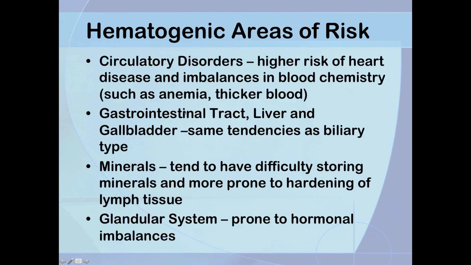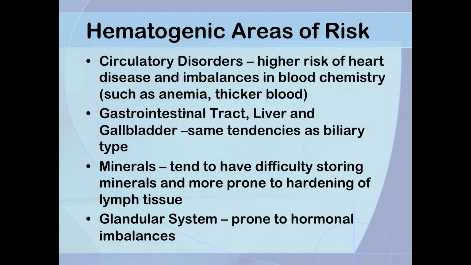Now the primary risk area for hematogenic, think of hemo meaning blood, hematosis. So that is the circulatory system. People with a hematogenic constitution are at higher risk of heart disease, hardening of the arteries, and imbalances of blood chemistry. They're more prone to anemia. They're more prone to having too much viscosity of their blood. There is a little bit of the same risk pattern that you see with the biliary constitution, with the liver and gallbladder. But one other major area of risk besides the circulatory system has to do with minerals.